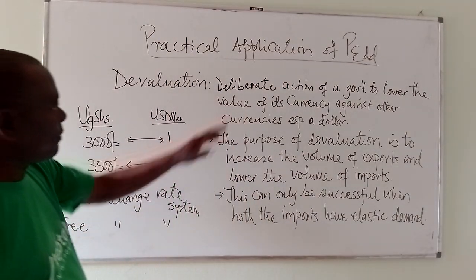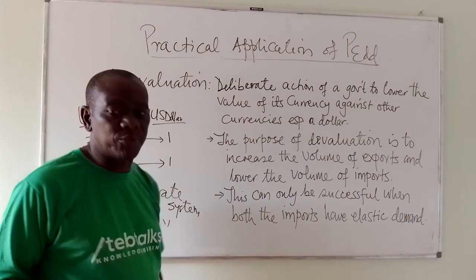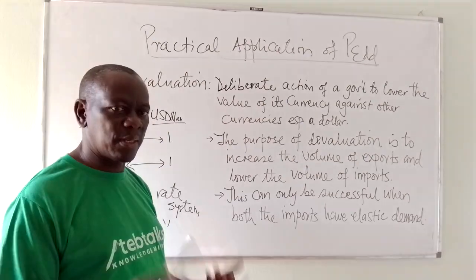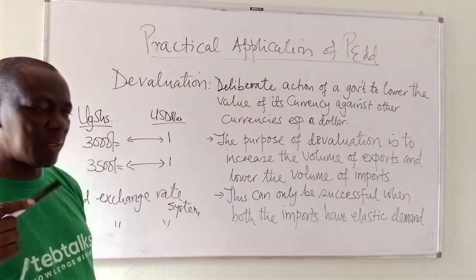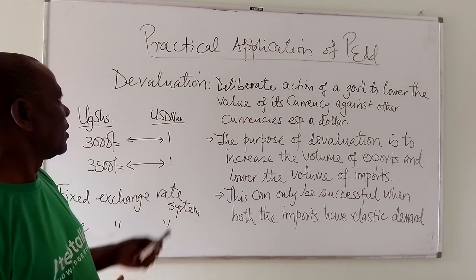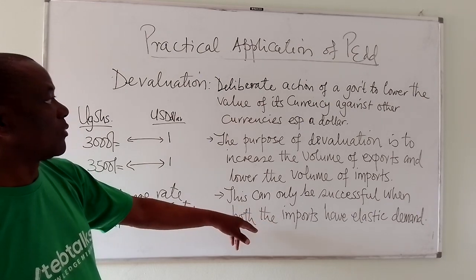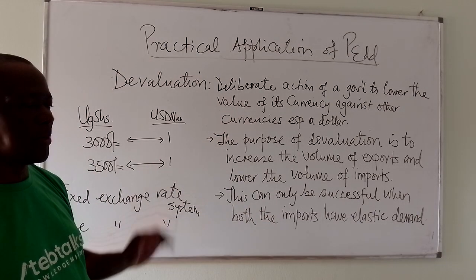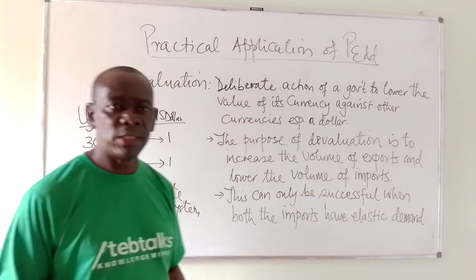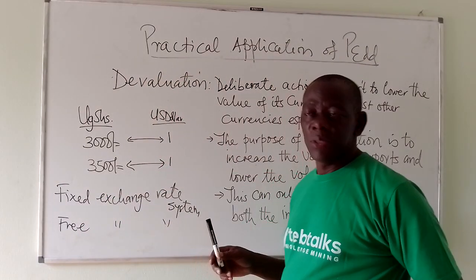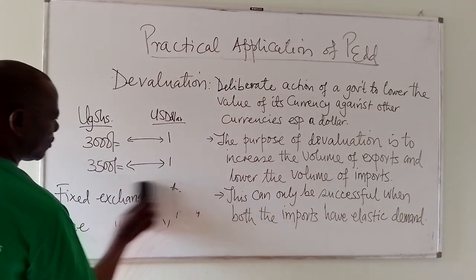So, for the practical application of this, we have known the definition of devaluation. It's a deliberate action. Deliberate means you decide yourself, you know that you have decided to do it, and you do it for a purpose. There must be a purpose. One of the purposes of devaluation is to increase or decrease imports and exports. These are the major reasons for devaluation. Those major reasons for devaluation are these two.